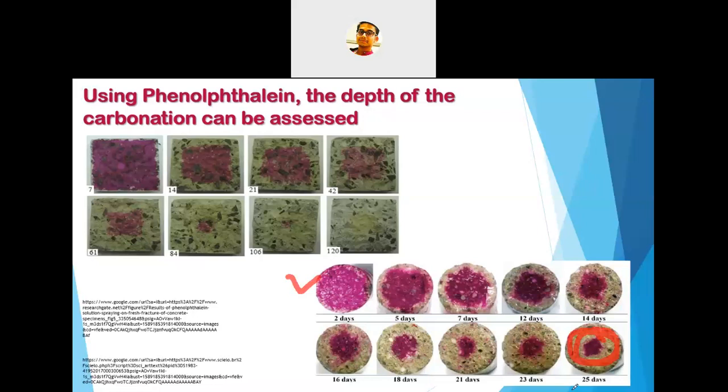So by using this phenolphthalein indicator, we can easily determine the depth of carbonation. So it's quite easy to understand up to how much depth the carbonation corrosion, or the carbonation, is going to happen. So based on this, we can do the repair work also. So we'll see these things in detail later.